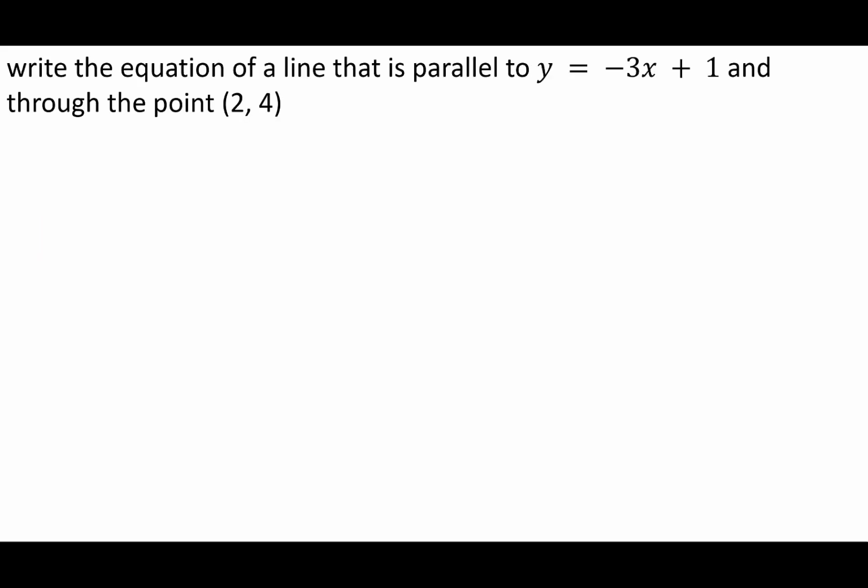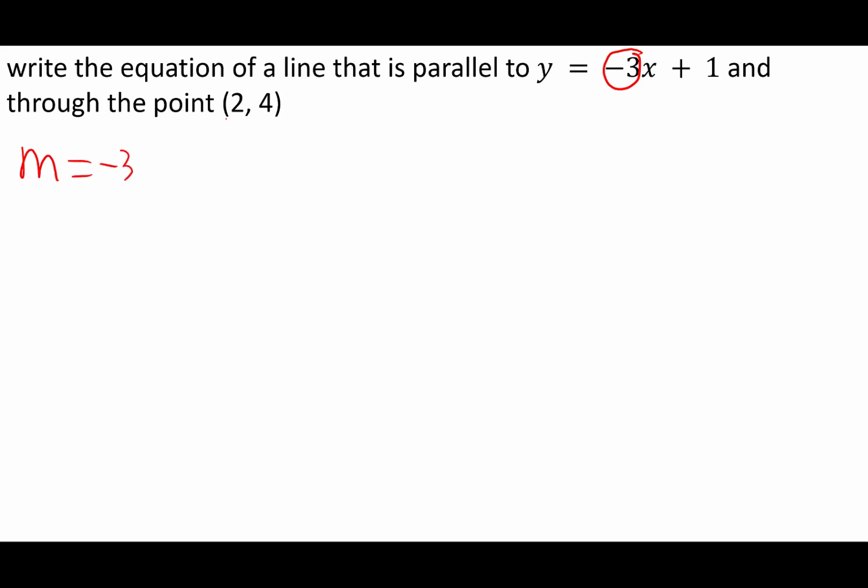All right, so now we're going to talk about parallel and perpendicular. Okay, remember, parallel lines have the same slope, which means I'm going to look at the equation I'm given and use the slope of that equation. So in this problem, write the equation of the line that is parallel to y equals negative 3x plus 1, and through the point (2, 4). Okay, parallel lines have the same slope, so my m is going to be negative 3.